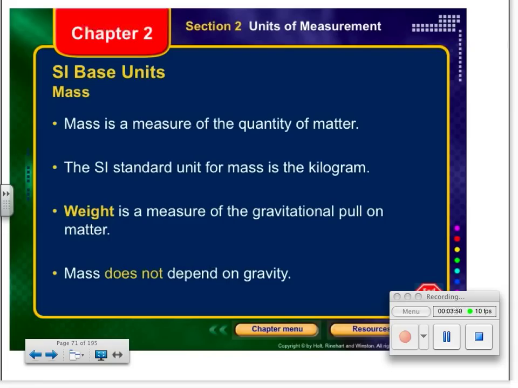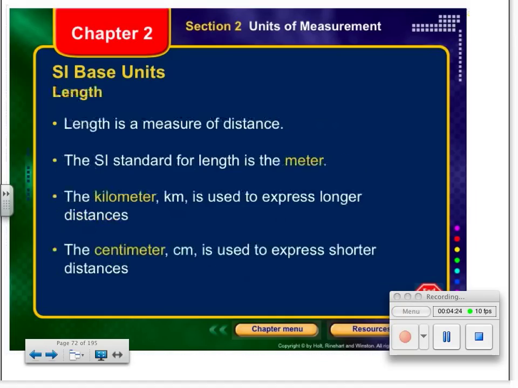Mass is a measure of the quantity of matter. It's confusing because on Earth, the only way we measure mass, at least right now, is with a scale. And we get the word weight and mass confused. But don't get confused. If I say, what's the difference between weight and mass, I want you to know that mass is the amount of matter, weight is the gravitational measurement of that matter. All right? Weight is a measure of the gravitational pull on the matter. Mass does not depend on gravity. Any questions? Yeah, you're right. All right.